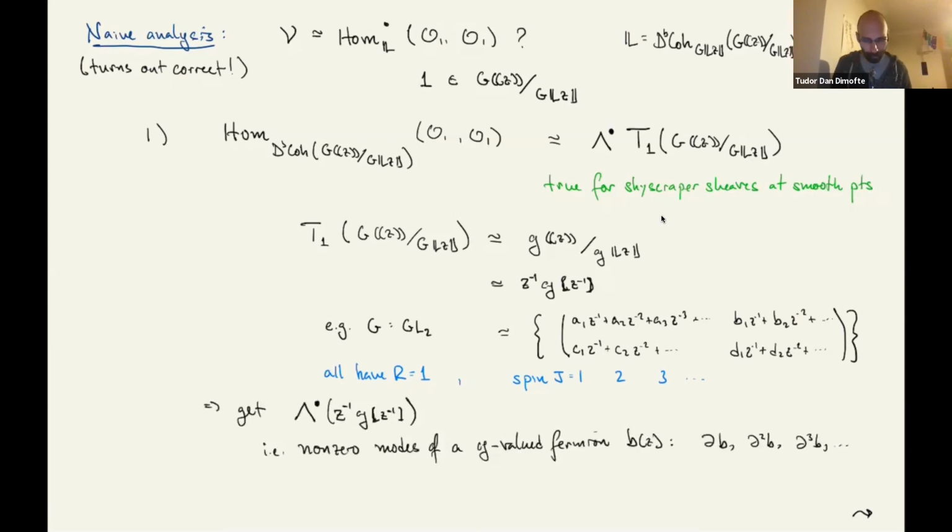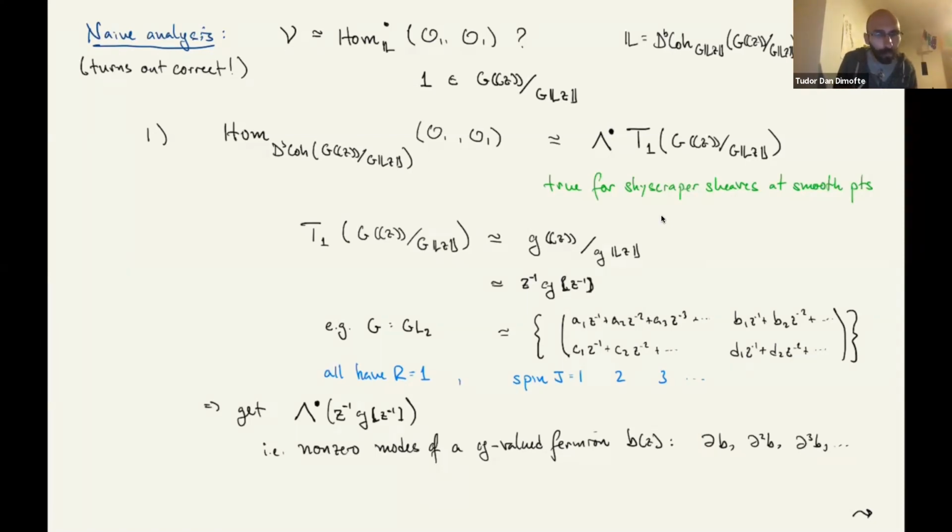And the way to package that all up is to just say that we have non-zero modes of a Lie algebra valued fermion. And if we remember that everything should also have the structure of a vertex algebra, a very natural way to write that, which ends up being what actually happens, is that we have a fermionic field and all of its non-zero modes valued in the Lie algebra. That ends up being half the story.